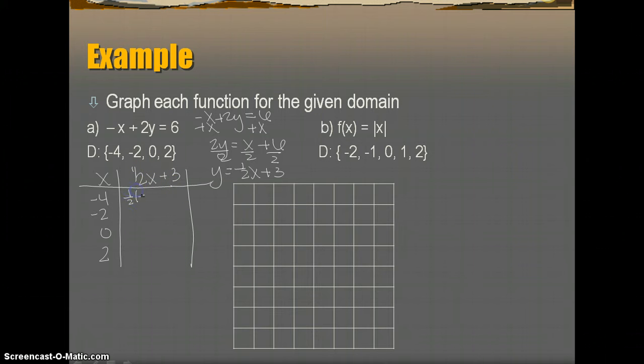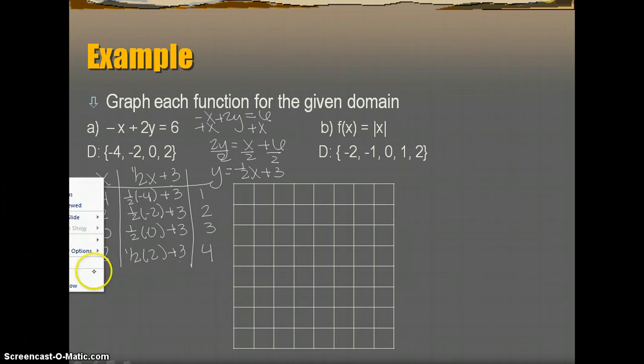So 1/2 times negative 4 plus 3 is negative 2 plus 3, which is 1. If you plug in negative 2, that's 1/2 times negative 2 plus 3. This 1/2 times negative 2 is negative 1. Negative 1 plus 3 is 2. Plug in 0, you'll get 1/2 times 0 plus 3, which is 3. And then if you plug in 2, that's 1/2 times 2 plus 3, which is 1 plus 3, so 4.